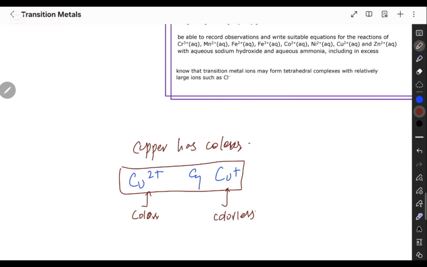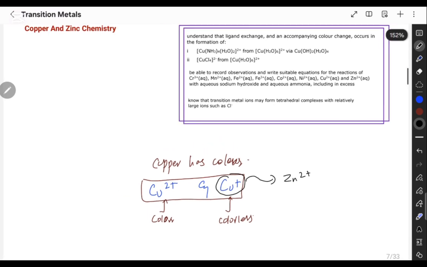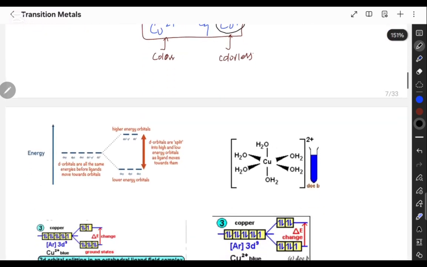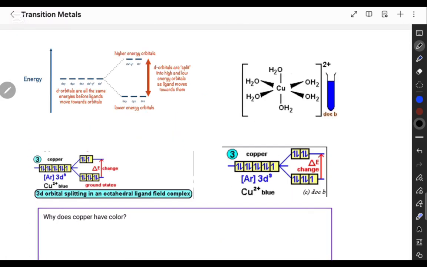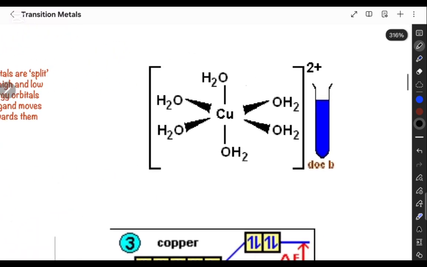And they will want you to know the explanation behind this as well. Actually the explanation for copper+ is the exact same explanation that there is for Zn2+. Same explanation, but it's better if I show you. So let's see it. Now, we're going to be seeing hexaaquacopper.